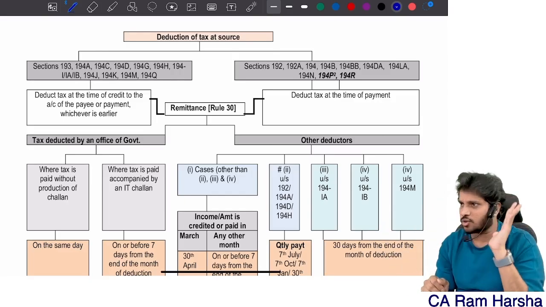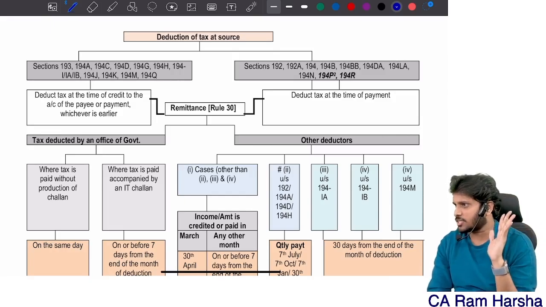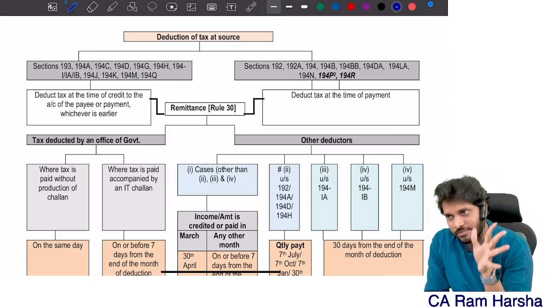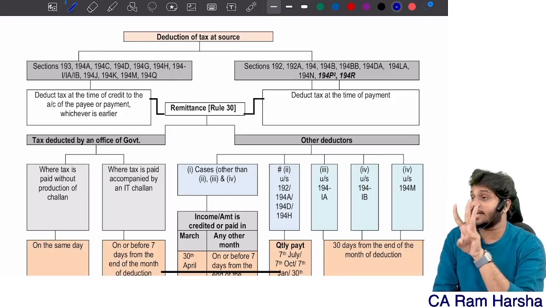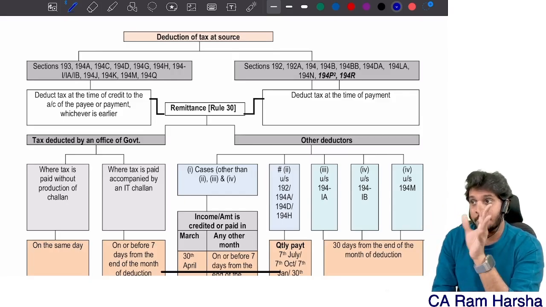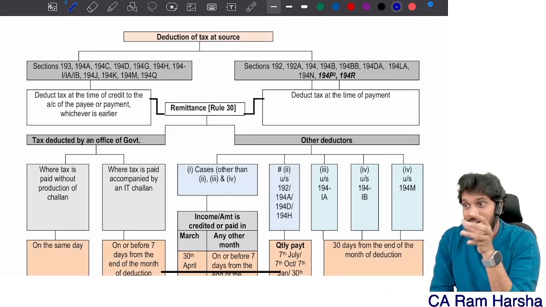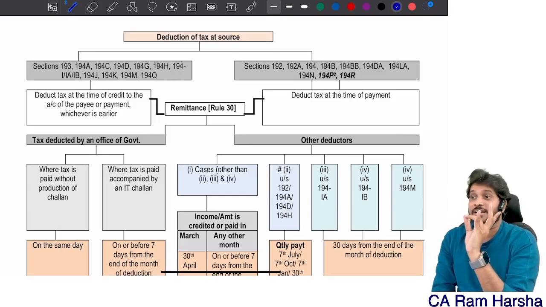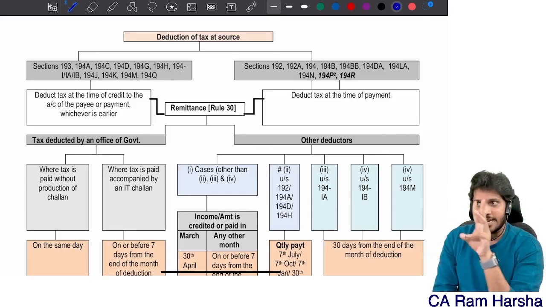Even TCS is the same. For TDS, the return is different, and for TCS, the return is different. We have three types of returns: one, TDS return for salaried employees; two, TDS return for people other than salaried; and three, a separate return for TCS. They will file 3 returns.